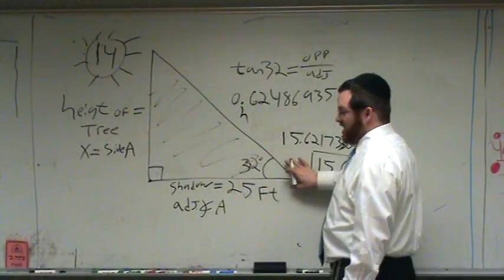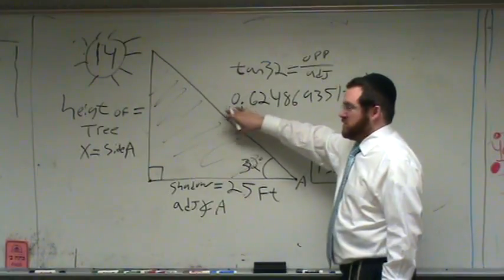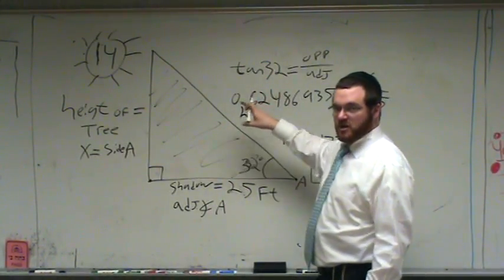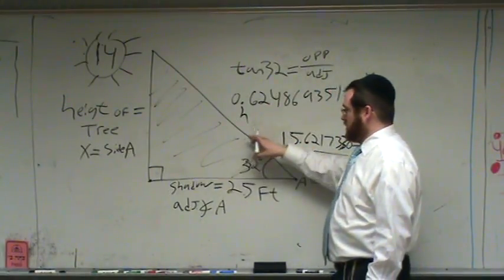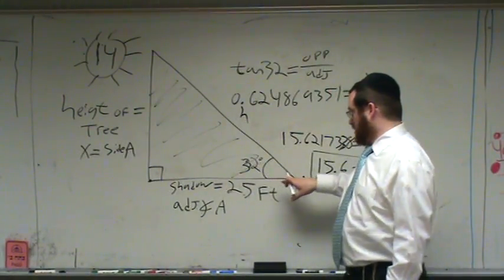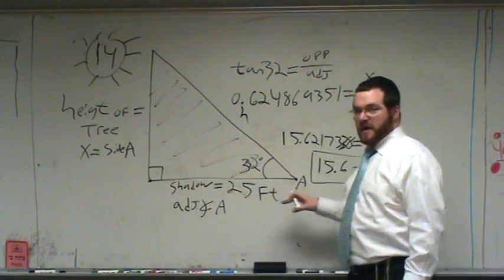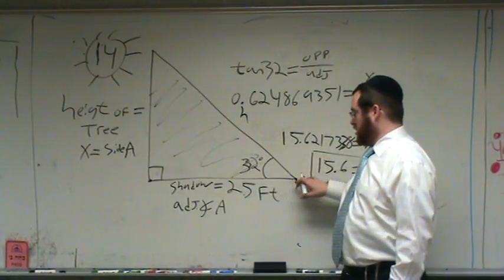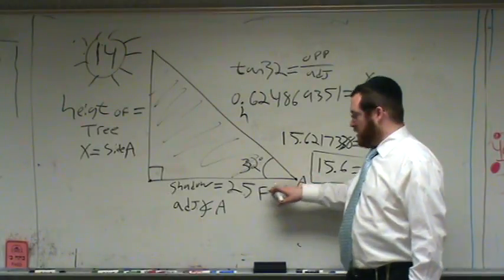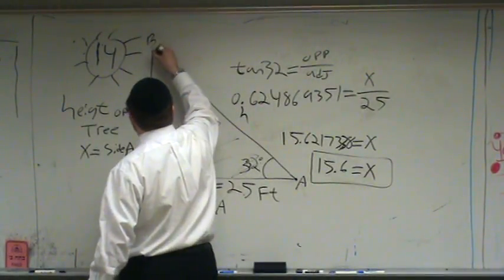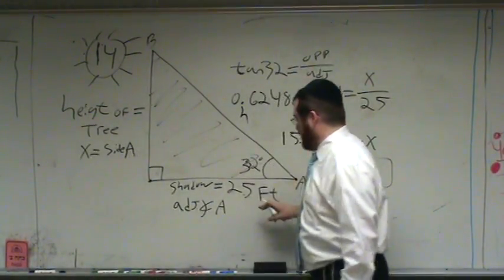We know what's adjacent to the angle. The hypotenuse is not considered adjacent. It's considered the hypotenuse, even though it's touching the angle. The hypotenuse is not the adjacent side. The adjacent side is what's touching the angle, but it's not the hypotenuse. So what's touching angle A? Side B. We'll call this side B. This is angle B, and this is side B.